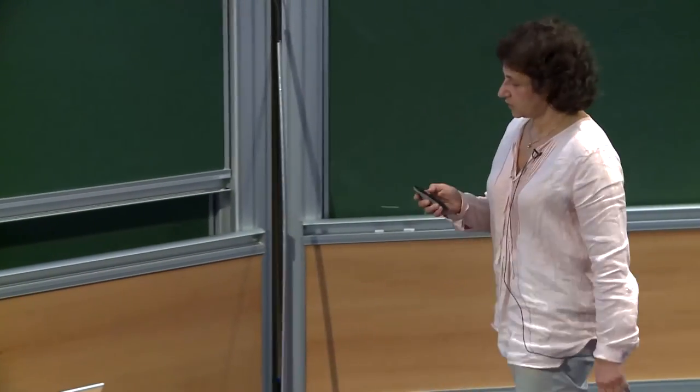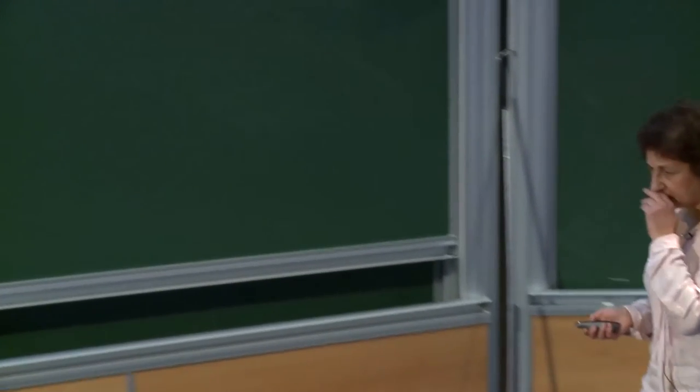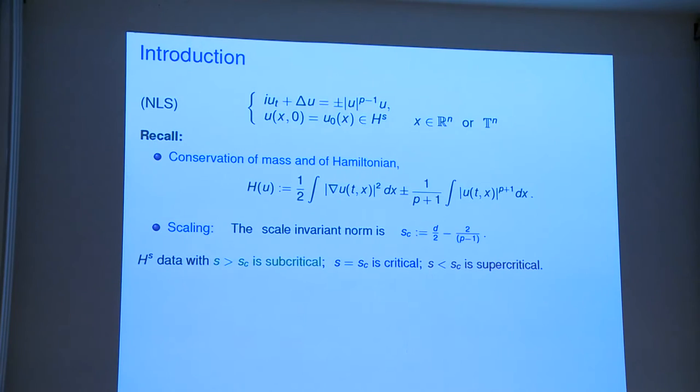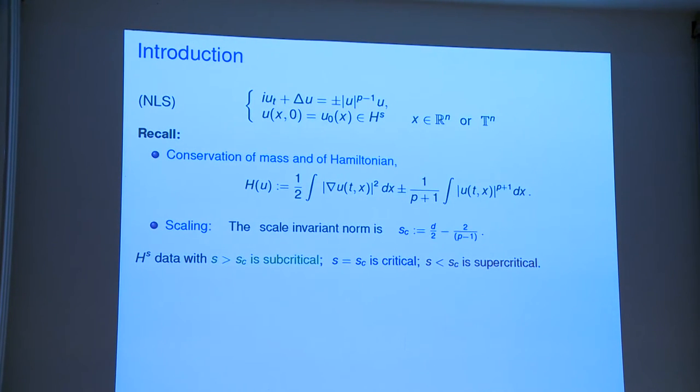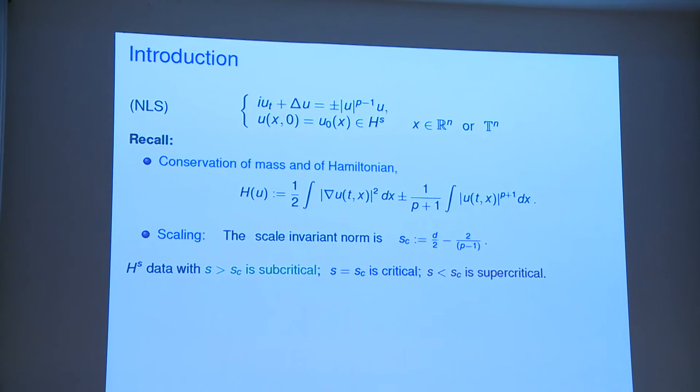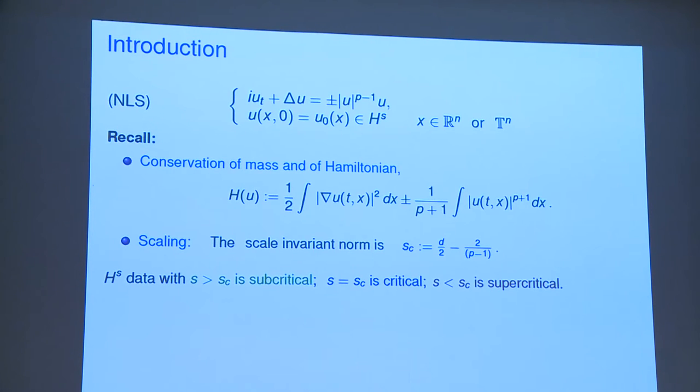Okay, so I'm going to talk about the Schrodinger equation, and for the purpose of this talk, I'm going to talk most of the time about the periodic case, and about the square torus, not the irrational one. And for the purpose of this talk, every time that I talk about critical, supercritical, or subcritical, I always mean relative to scaling.